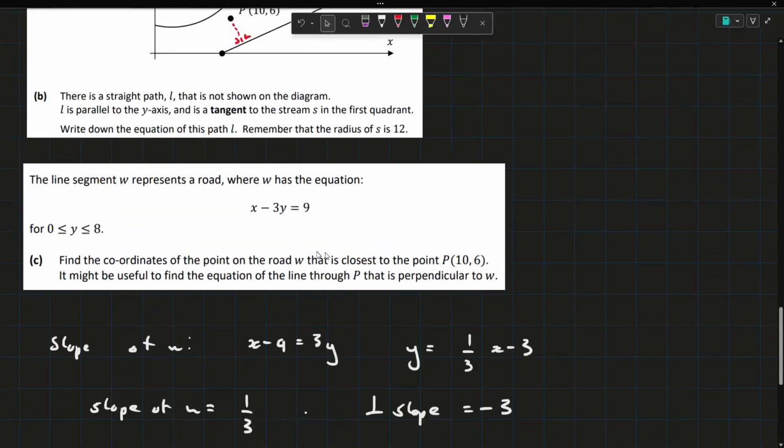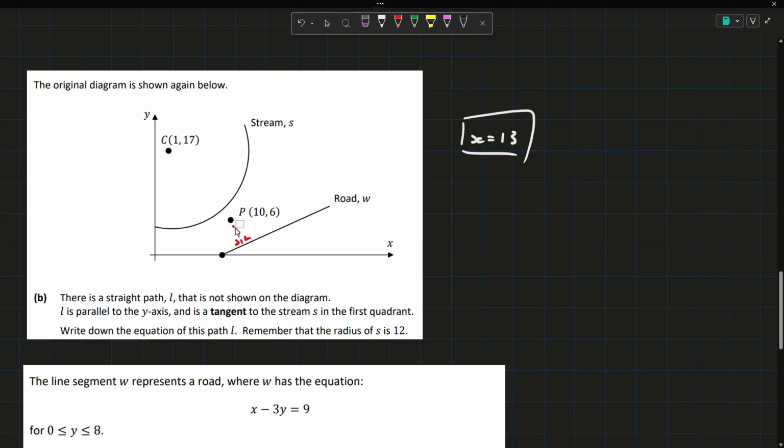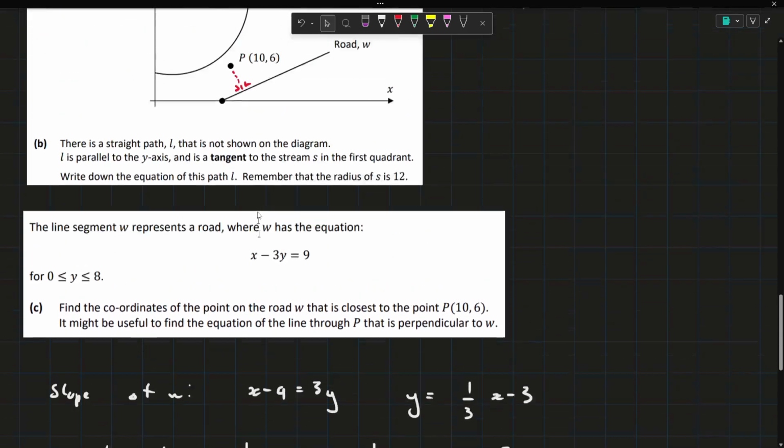And then we want to find the coordinates of the point on the road W that is closest. So we want to find the intersection of this dotted red line and the road W, and that's obviously the point that's closest to P. So this is the equation for the perpendicular line, the dotted red one.